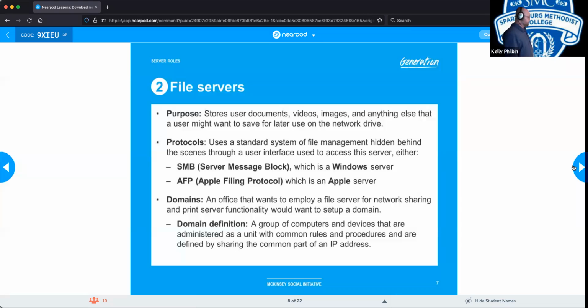And the definition of a domain is a group of computers and devices that are administered as a unit with common rules and procedures and are defined by sharing a common part of an IP address. So it would be like that part of the network address. Questions?